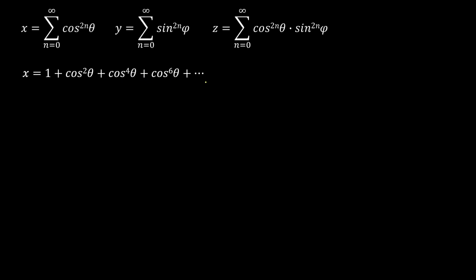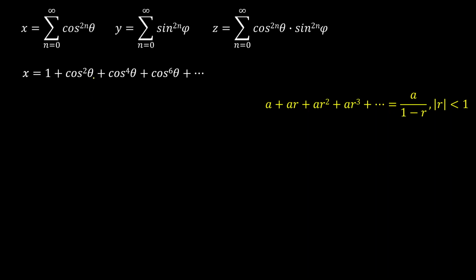Now here x is the sum of infinite terms in a GP, where the first term is 1 and the common ratio is cos square theta. And we know that if we have a GP, which is A plus AR plus AR square and so on, where A is the first term and R is the common ratio, then the sum of infinite terms in GP is A divided by 1 minus R, where the magnitude of the common ratio should be less than 1.